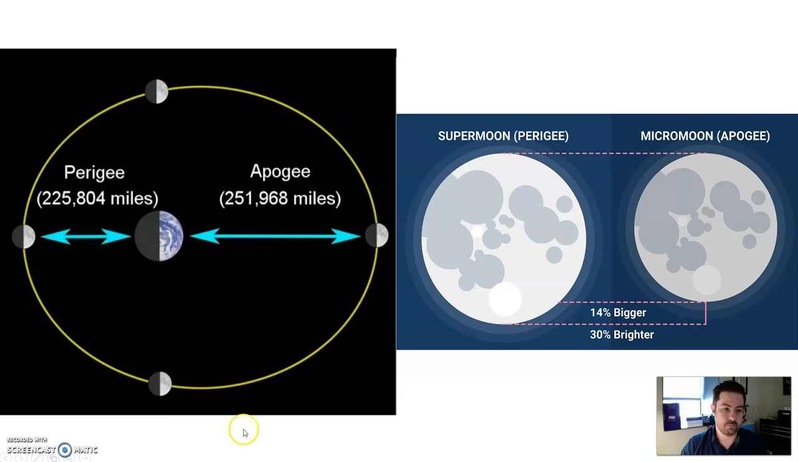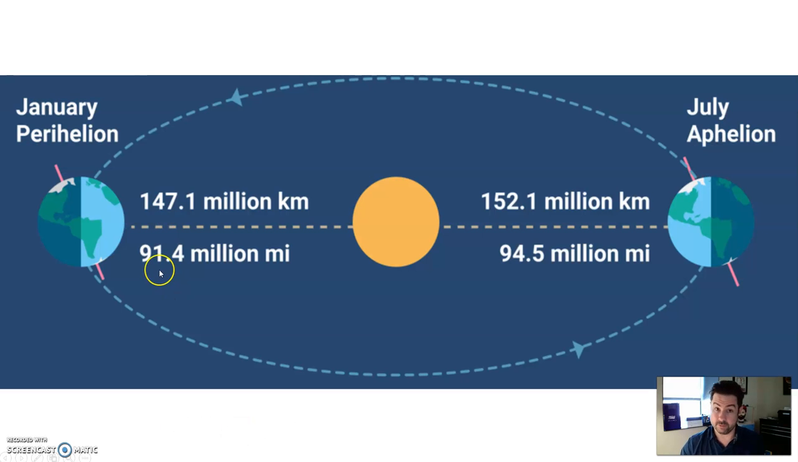Not only does the moon travel around the Earth in an elliptical pattern, the Earth travels around the sun in an elliptical pattern. When it's closest to the sun, it's called perihelion, and when it's furthest from the sun, that's aphelion. That actually occurs in January. In January, the Earth is closest to the sun.